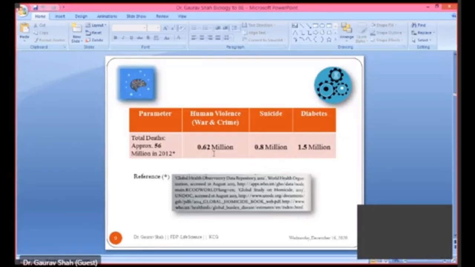Against that particular data, there is suicide, that is self-destruction, right? Crime is totally the reverse of suicide as such, according to my belief. That is self-elimination, and 0.8 million died in that particular year. So from 0.6 to 0.8. And the most shocking figure is 1.5 million because of diabetes.